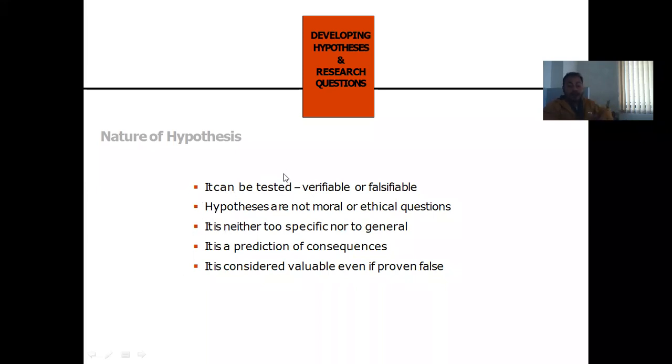It can be tested. Obviously, if you are claiming something, you are assuming something, then that should be in a position to be tested. Test क्यों करते हैं हम? Verify करने के लिए, right? So it can be tested. This means verifiable or falsifiable. Either that assumption will be true or that assumption will be false. You cannot stand in the middle, right?